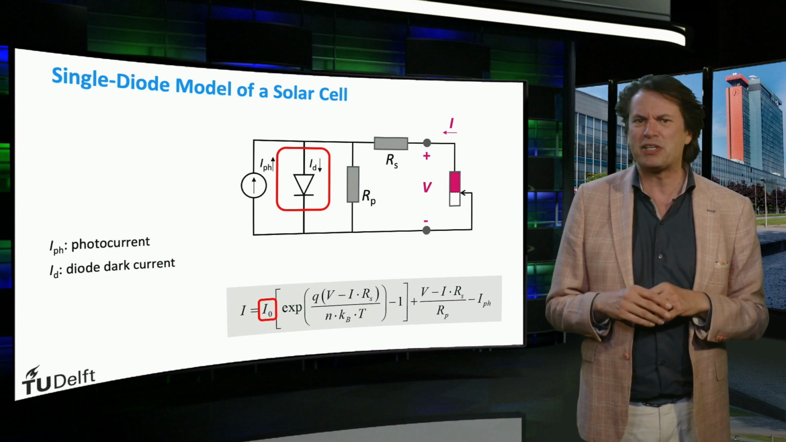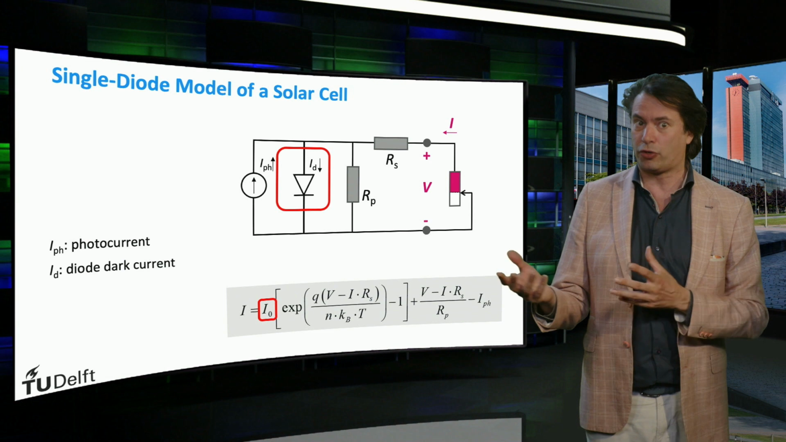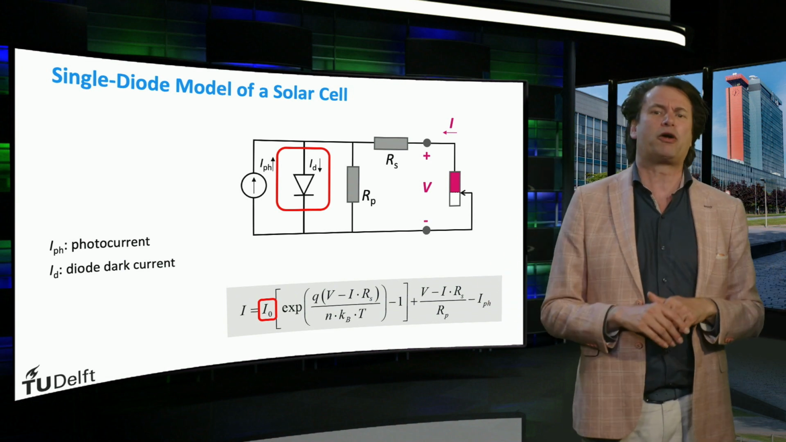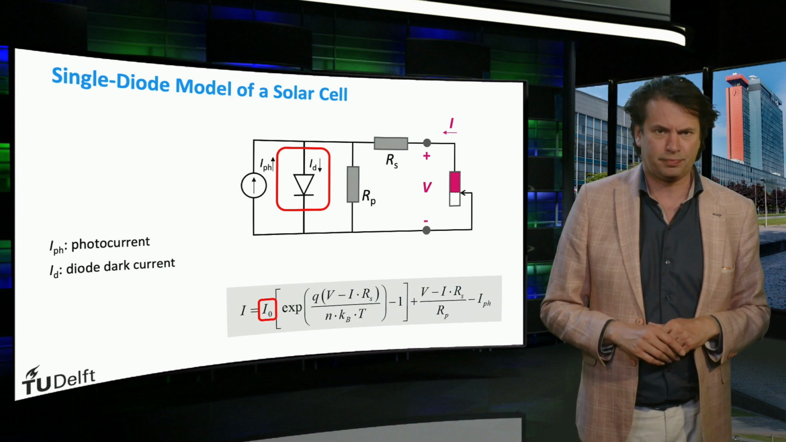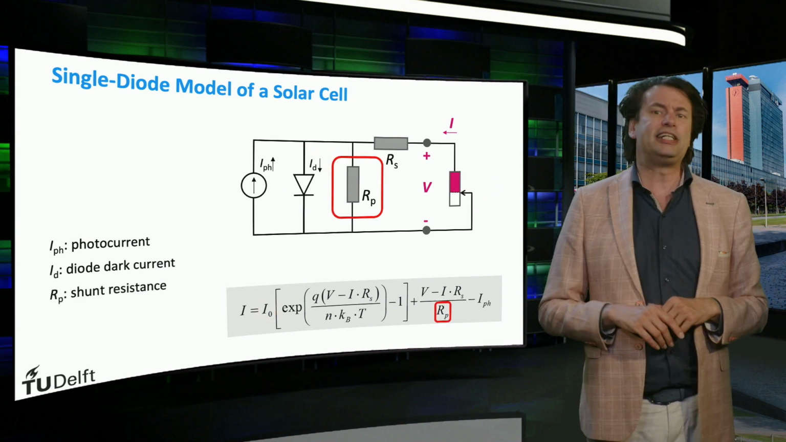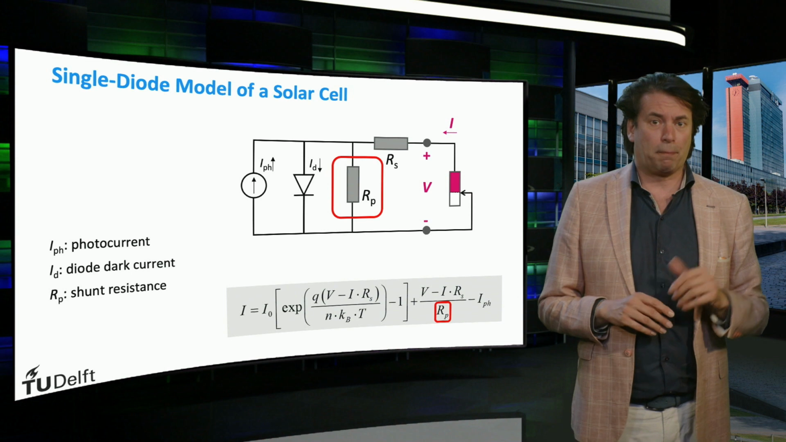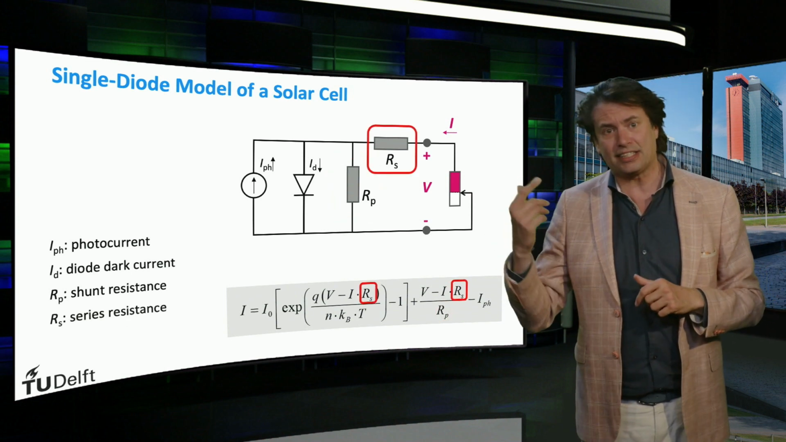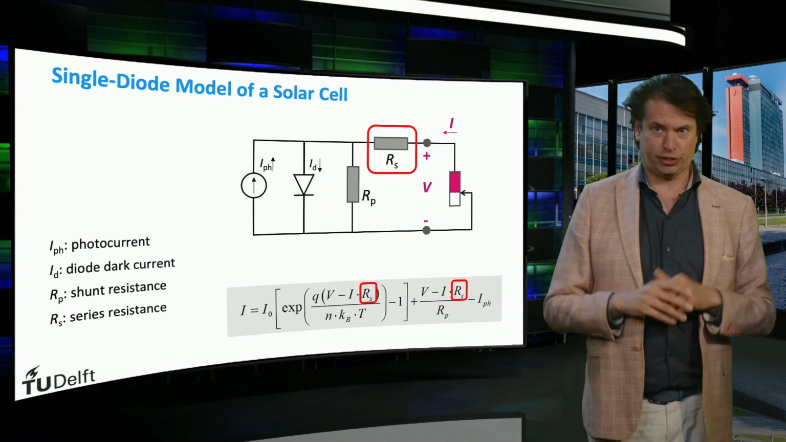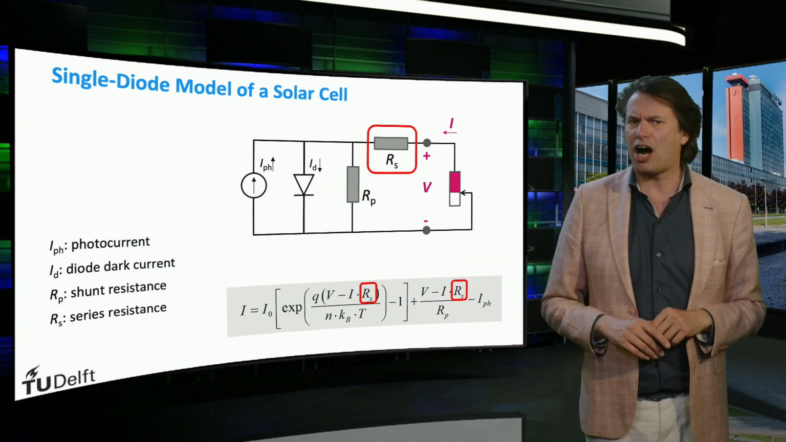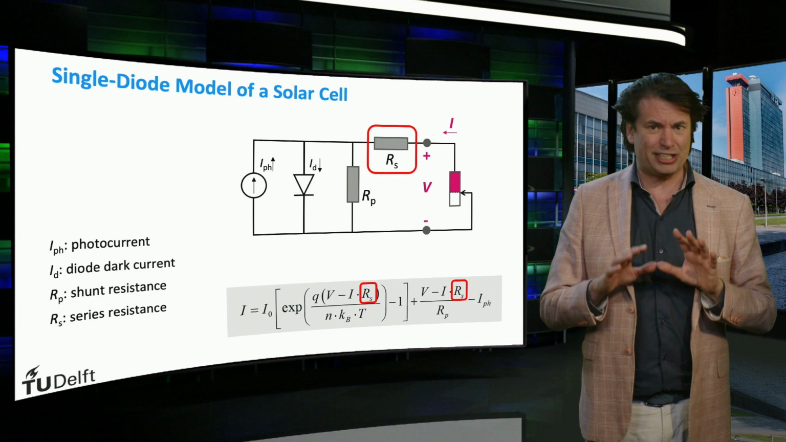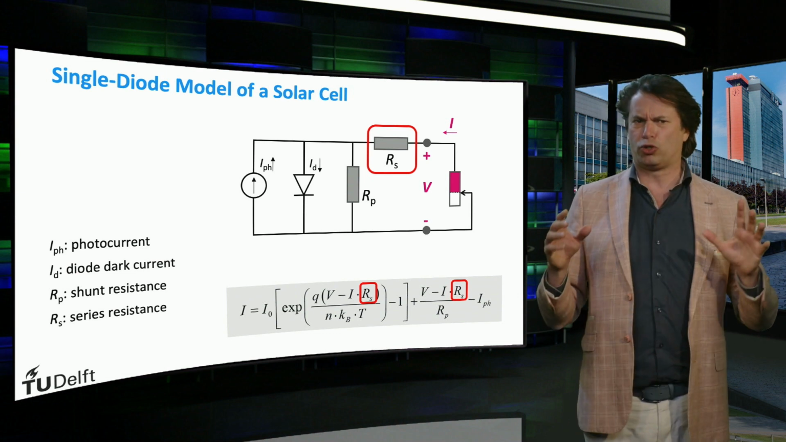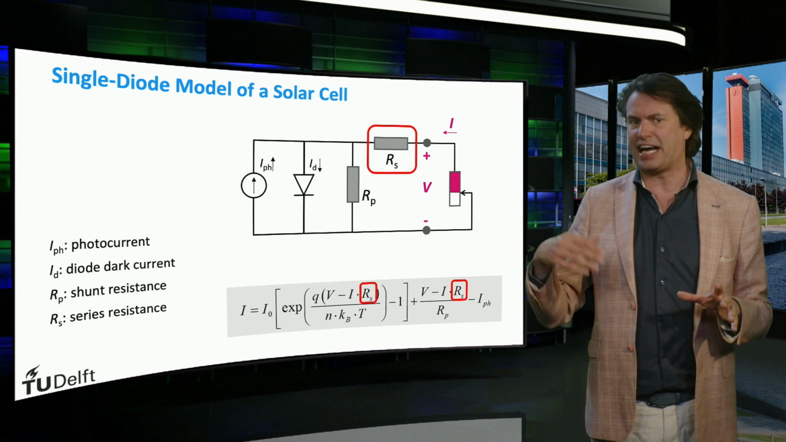This actually represents the recombination that occurs in the solar cell, and you will learn a lot more about recombination later in this course. Next, we see two resistors: RP, the parallel or shunt resistance, and RS, which is the series resistance. These two resistors are there because the solar cell is not an ideal diode. We will look into the sources of these resistances in the next slide.